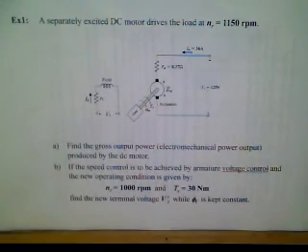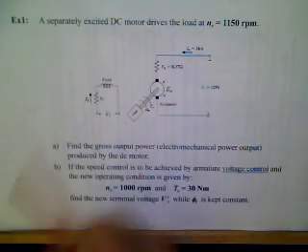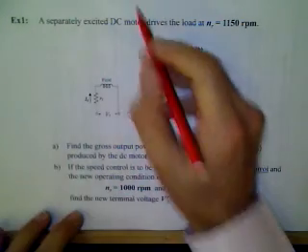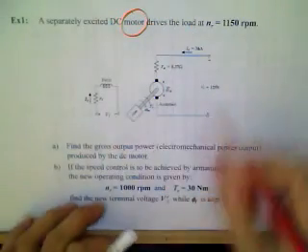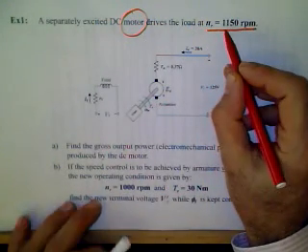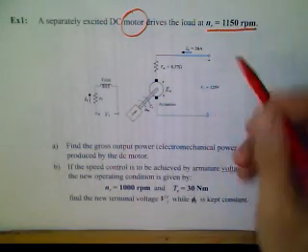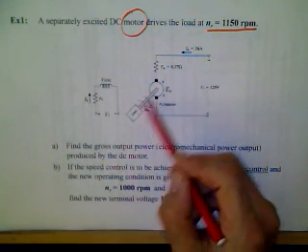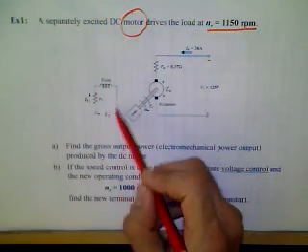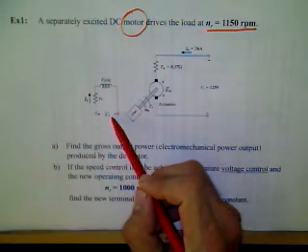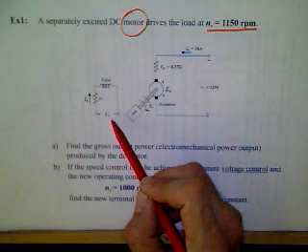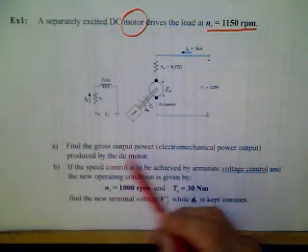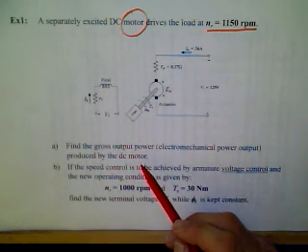What's the problem? Let's look at it. It says a separately excited DC motor drives the load at 1150 revolutions per minute. So this is the equivalent circuit of the motor. Motor is here and it's driving a mechanical load, and its field windings are excited by a separate voltage source V sub F. Part A asks, find the gross output power, electromechanical power output produced by the DC motor.